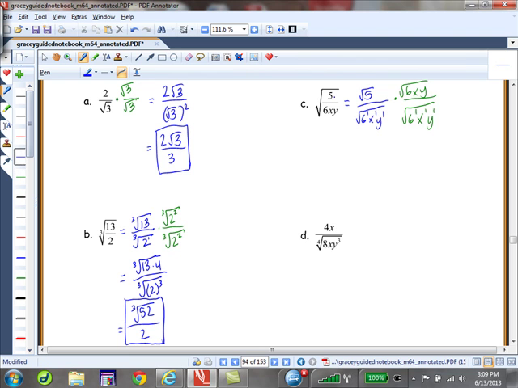So then in the numerator, we'll get root 5 times 6 is 30, times x times y, over the square root of 6xy squared, which is root 30xy over 6xy.